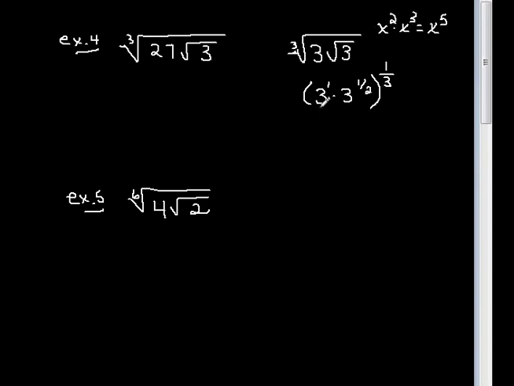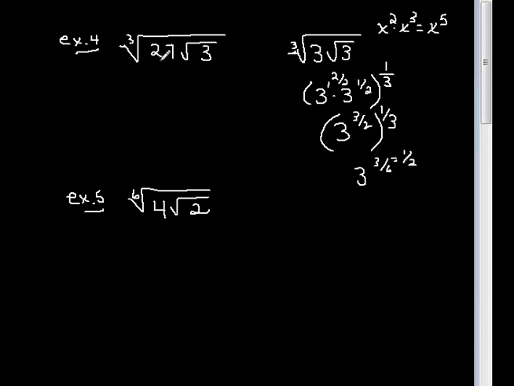Even though these are numbers, they're still bases. So we would add our exponents. So 1 is the same as 2 over 2, right? And just making a common denominator. So this would be 3 to the 3/2, because we're adding those, to the 1/3 power. So when the bases are the same, we can add our exponents, and then we have a power to power, so we multiply 3 to the 3/6, or 1/2.